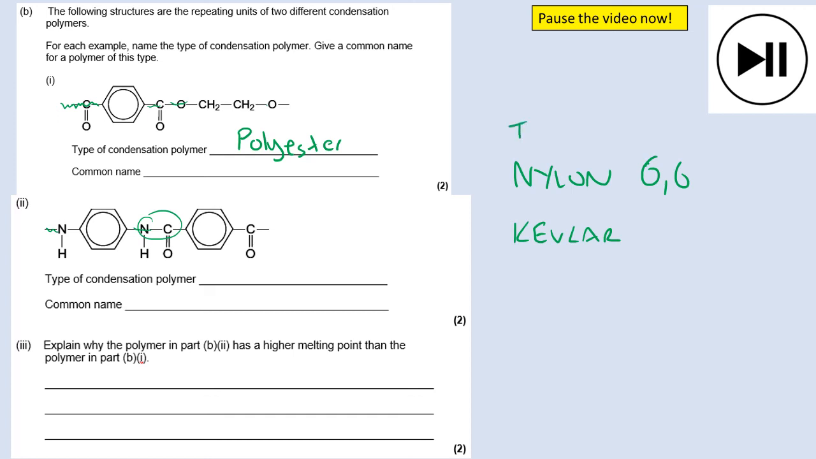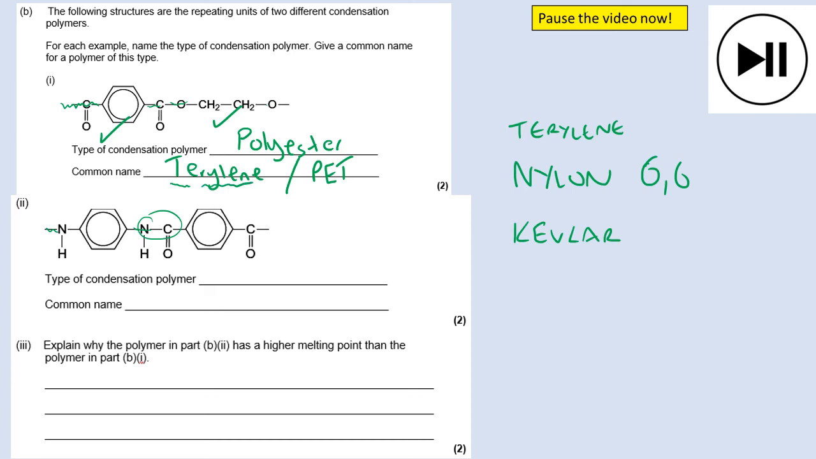And the other one was Terylene, where we had a benzene ring between the 2 carboxylic acids and you just had 2 CH2 groups between the alcohols. So the common name for this was Terylene. Also, you'll see it sometimes referred to as PET. But you'll see that in our spec it was referred to as Terylene, so that's the one I would expect you to remember. You don't need to remember both.